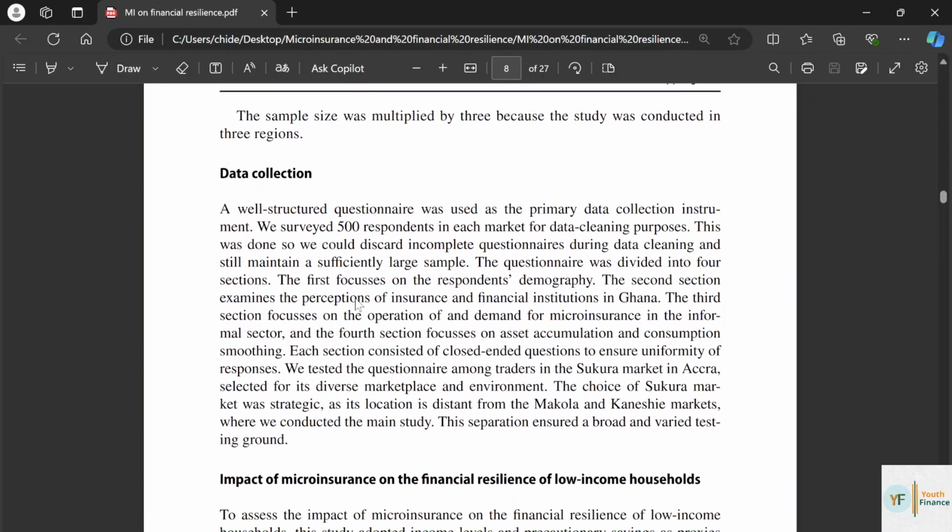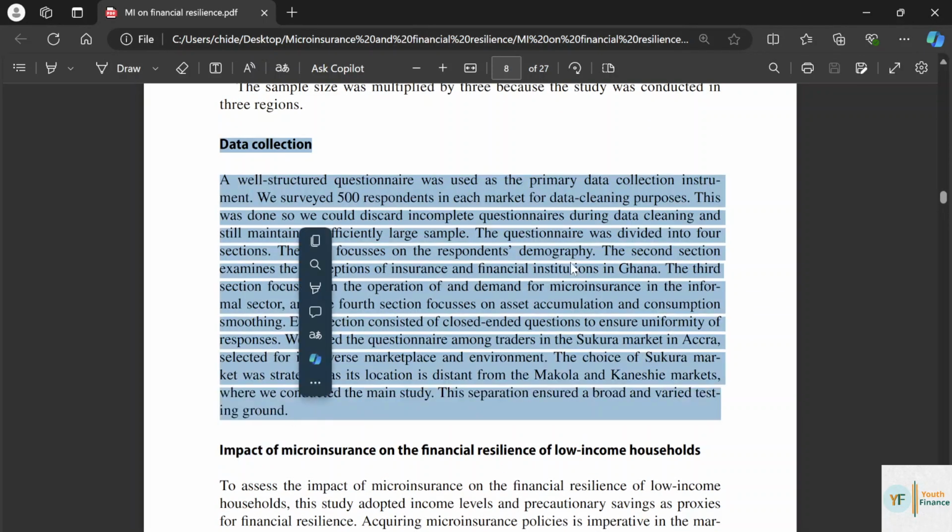So when we come to the data collection here, we used a questionnaire to collect data. This is referred to as primary data collection. The questionnaire was divided into 4 sections. The first section focused on the respondents' demography. The second section examined the perceptions of insurance and financial institutions. The third section focused on the operation of and demand for microinsurance in the informal sector. And the fourth section had to do with asset accumulation and consumption smoothing.